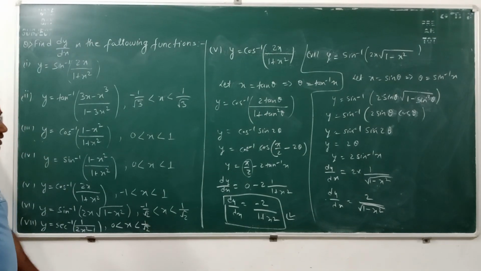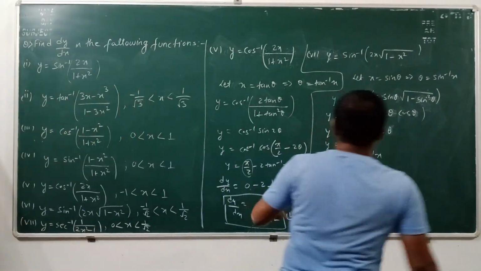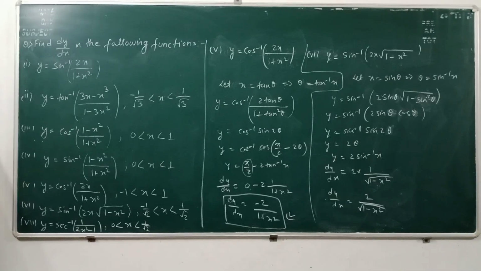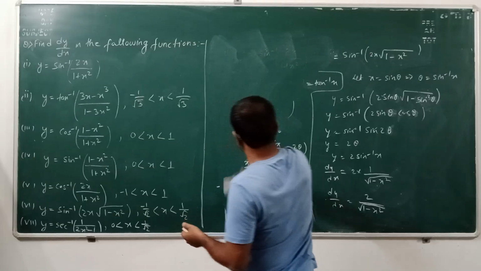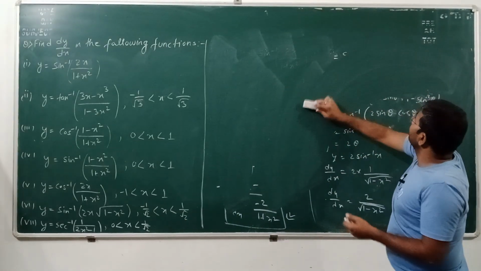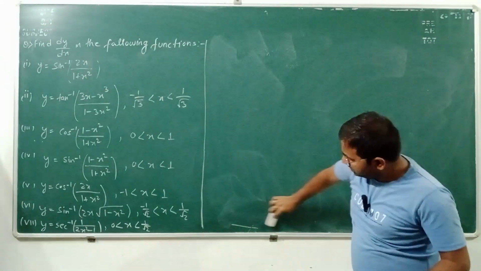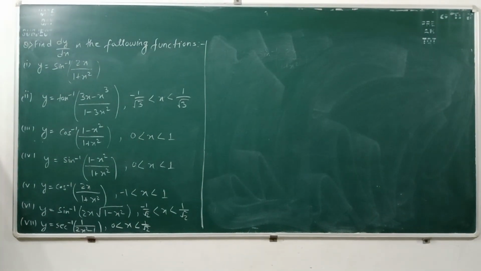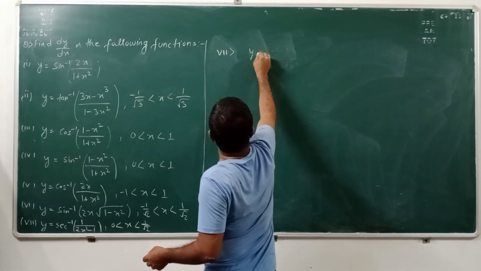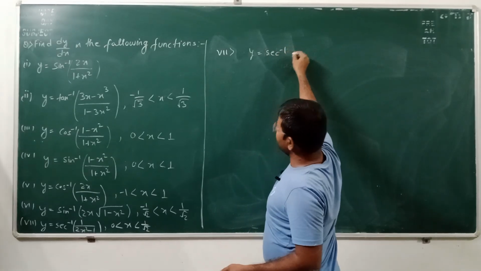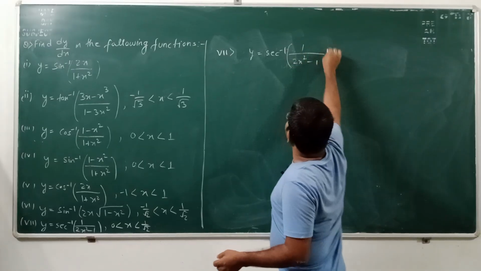Okay, now let us see the last one, the seventh one. For writing the solution of the seventh one, I have to erase. I hope you have noted down. Okay, now see the seventh one. Seventh one is what? Y is equal to sec inverse 1 upon 2x square minus 1. Okay, so now see here.